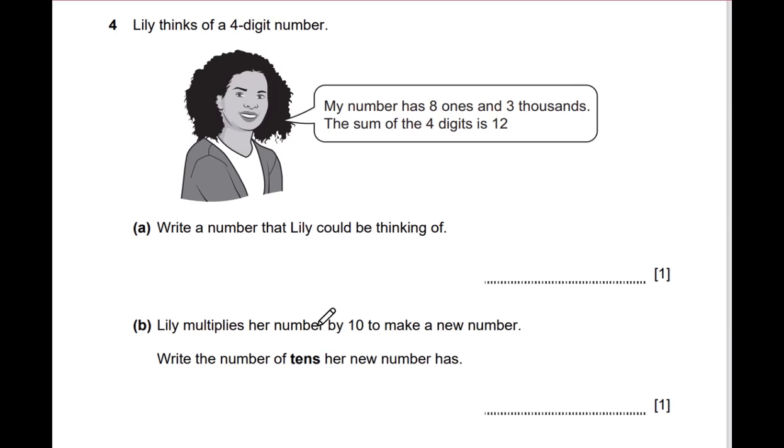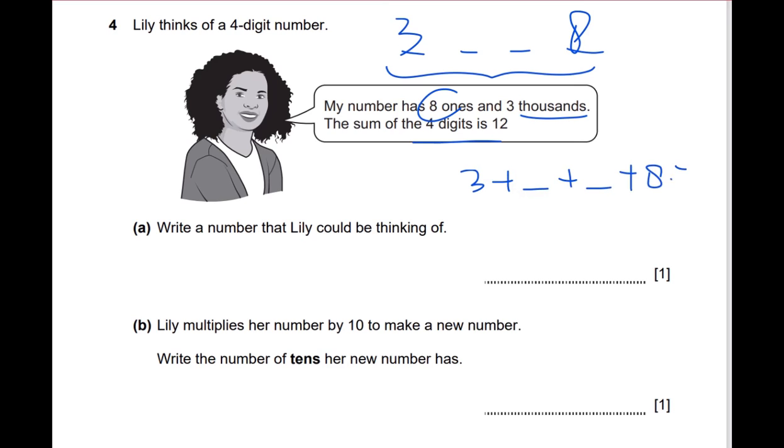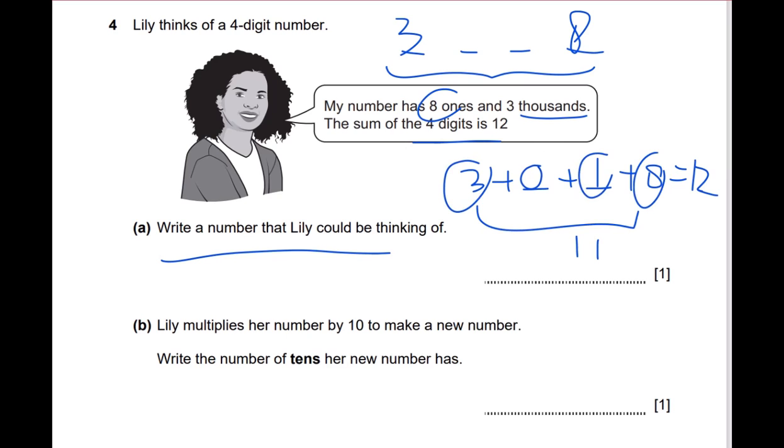Now, the 4-digit number has 1, 2, 3, 4 places. 8 ones is here, 3000 here. Now the sum of the 4 digits is 12. So this all together adds up to 12. 3 plus a number plus a number plus 8 is equal to 12. Now write a number that Lily could be thinking of. Since 8 and 3 is already 11, it has to be plus 1 to get 12, so the other digits are 0 and 1. So let's write 3018. That's the answer.